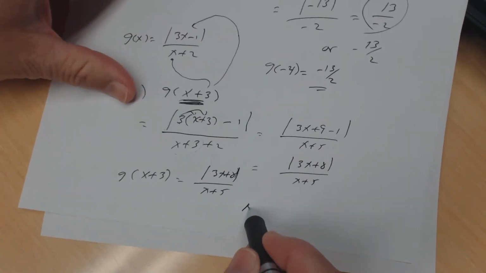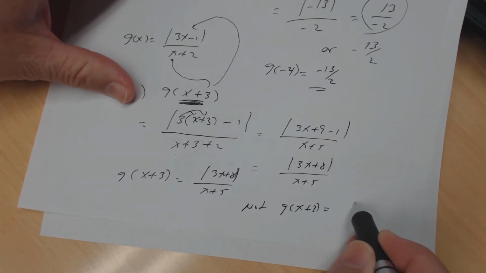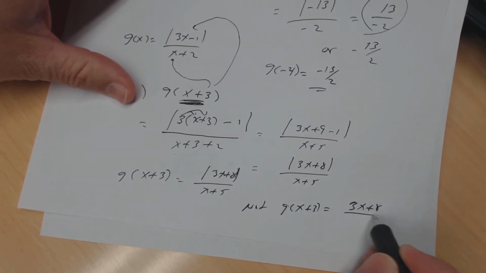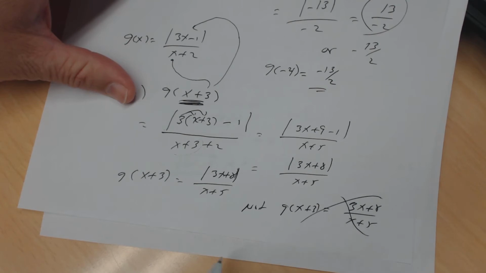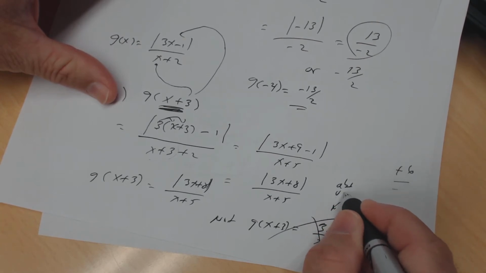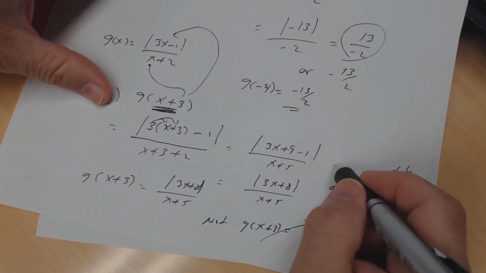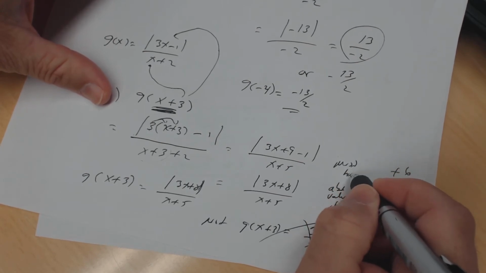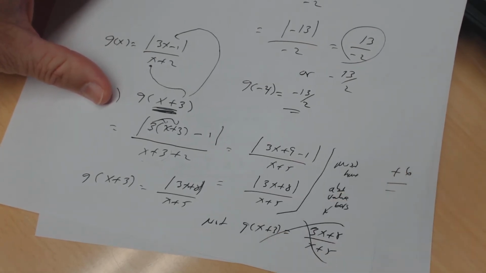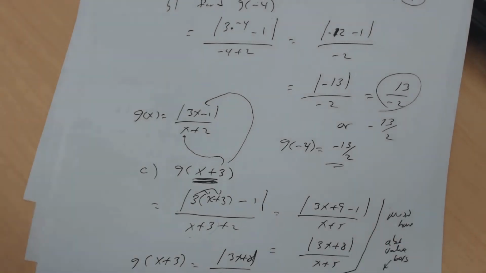So the answer is not, don't say, g of x plus 3 is 3x plus 8 over x plus 5. That's incorrect. Don't forget the absolute value bar. You must have the absolute value bars. All right. Okay.